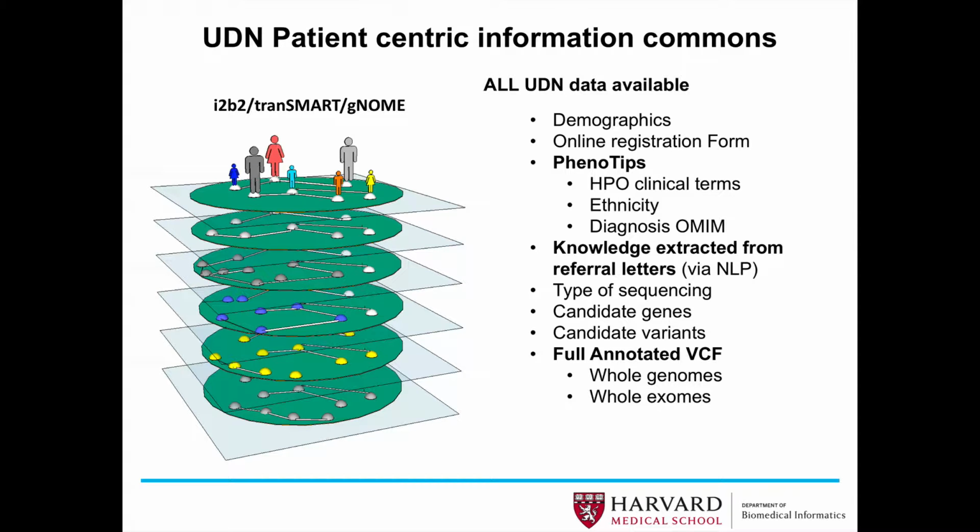I'm now going to present the UDN, Undiagnosed Diseases Network project, Patient-Centric Information Commons, where all UDN patients involved within this program went through a deep phenotyping with all the different HPO clinical terms that have been collected, with the knowledge extracted from all the natural language processing of the referral letters, and also all genome and all exome full annotated VCF. Everything has been integrated into one central patient-centric information commons, enabling patient-by-patient analysis or population-level analysis on those very rare diseases.